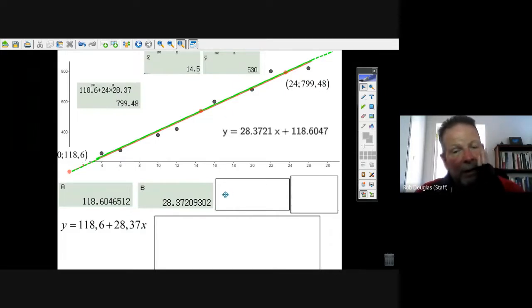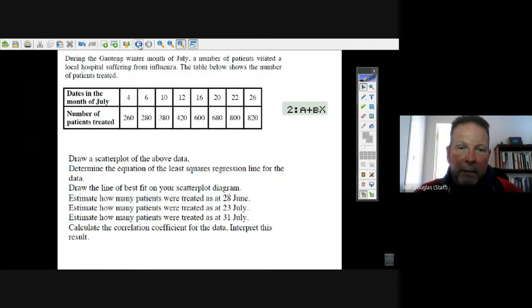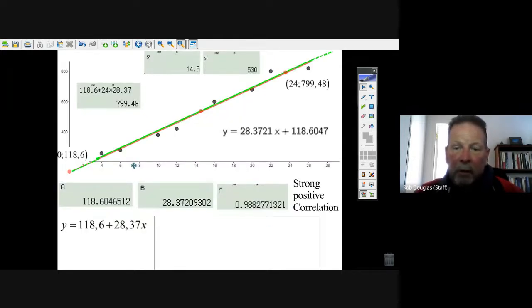Okay, that's one thing. Now, the next thing, they ask for the correlation coefficient, I think. Oh, maybe they don't do that to the end, but I'll just answer that question. It's 0.988. That means it's very strong. There's a strong correlation between these two things, between the day of the month and the patients treated. Okay? There's a strong positive correlation between them.